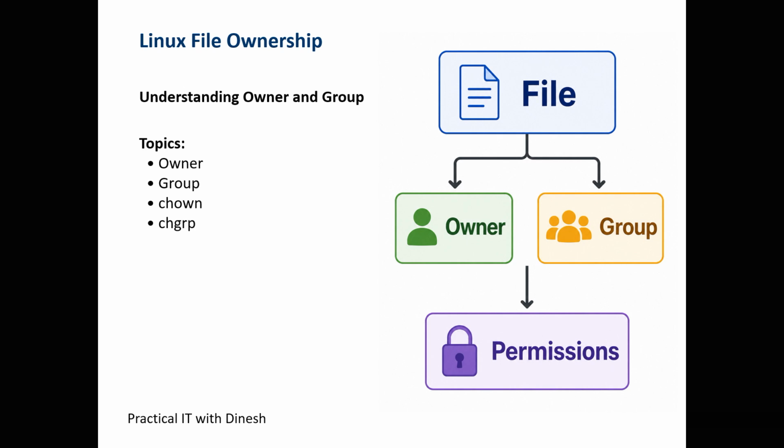Every file and directory in Linux has two important pieces of ownership information: an owner and a group. Linux uses this information together with file permissions to decide who can access a file. Let's first understand what file ownership actually means.